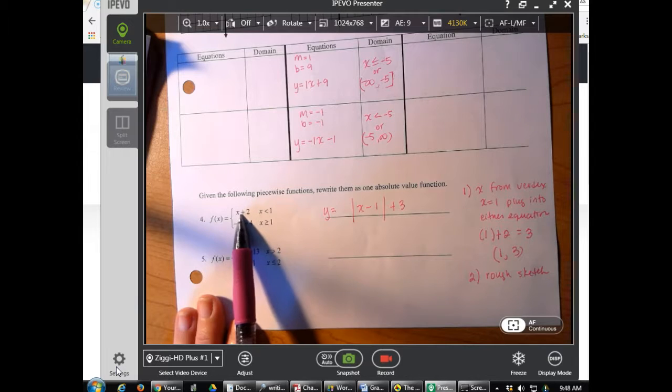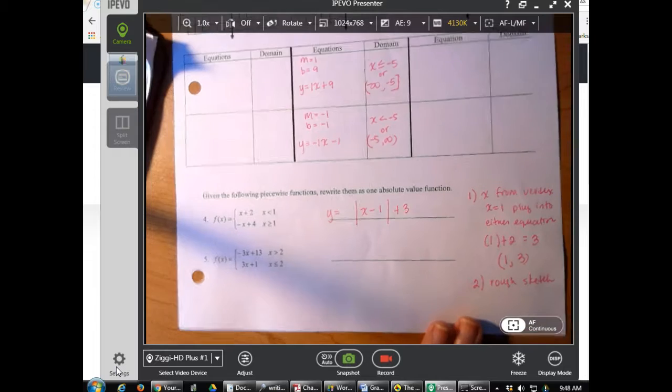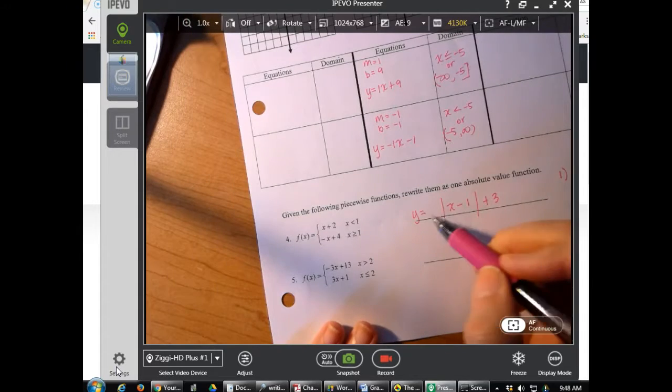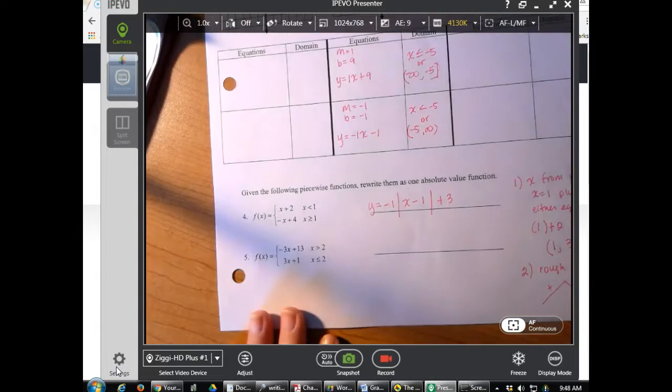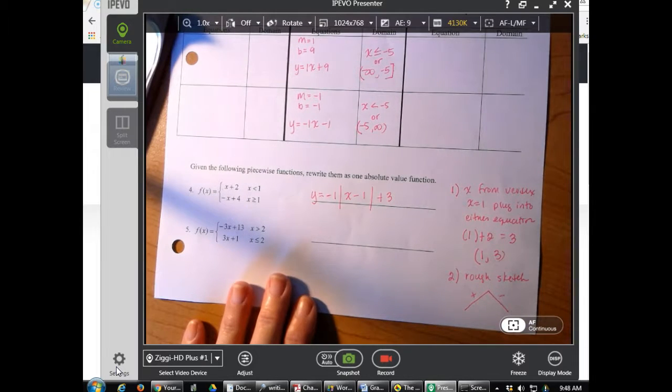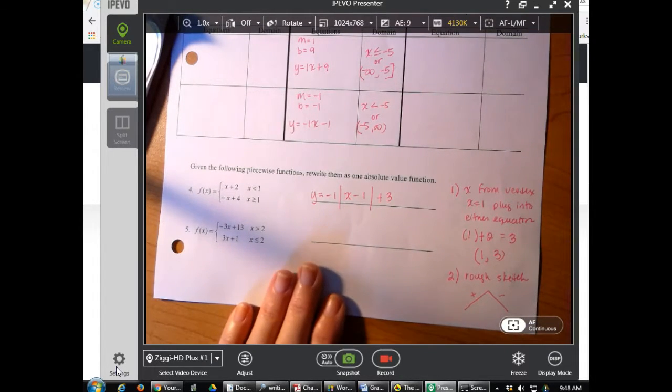So the left side has a positive slope, the right side has a negative slope. So it's going to look something like this. Positive and then negative. So I know this is going to have a -1 for the slope. And that's going to be the equation. So basically it boils down to 2 steps. Okay? Now let's do a couple on the back that maybe get a little bit harder.